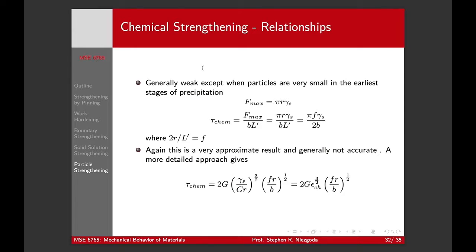And this is generally a very weak effect, except when the particles are very small. You can imagine that this is a big contribution to the total energy of the particle when it's only a couple tens of atoms or hundreds of atoms, versus when it's thousands or tens of thousands of atoms. And it has a very similar form as before. This is an epsilon parameter, which gives you the relative change of surface energy, and this same term, f r over b, to the square root.